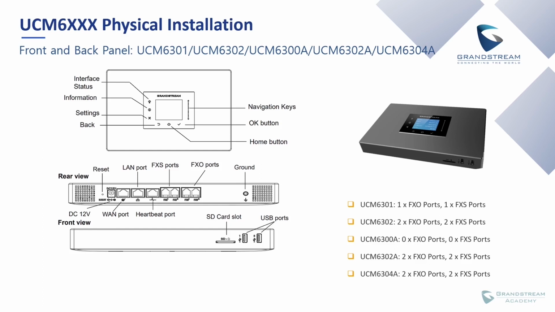And the interface status button will take you to the page showing the status of all the ports available on all the models of the UCM 6300 series. On the back, we have a 12 volts DC power jack to power up the unit, a reset button to restore the device to its factory settings, LAN, WAN, and heartbeat ports, and FXS and FXO ports.